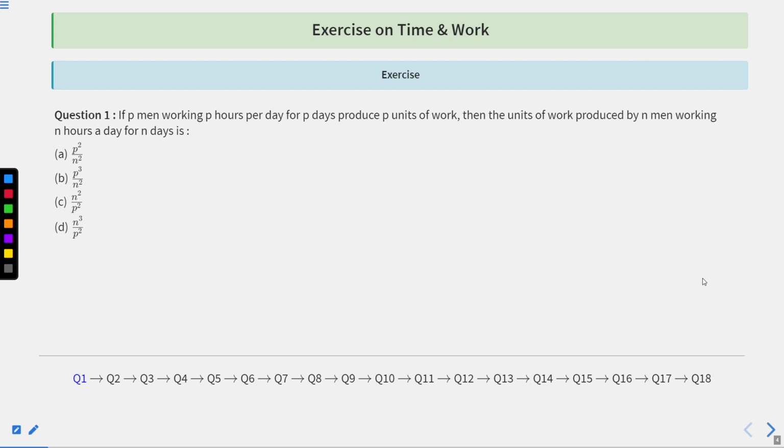So let us start with the very first question. If P men working P hours per day for P days produce P units of work, then find the units of work produced by n men working n hours a day for n days.